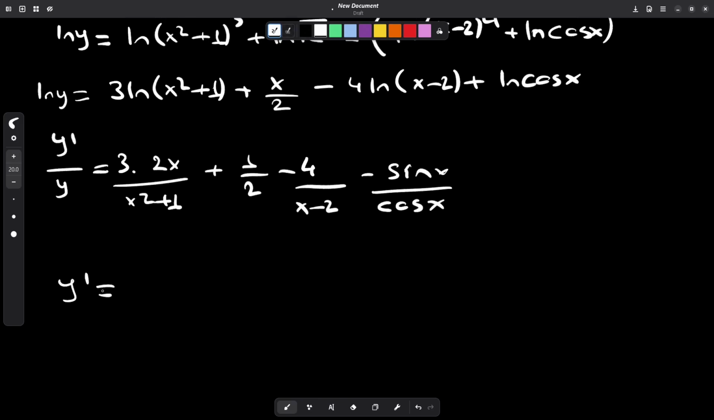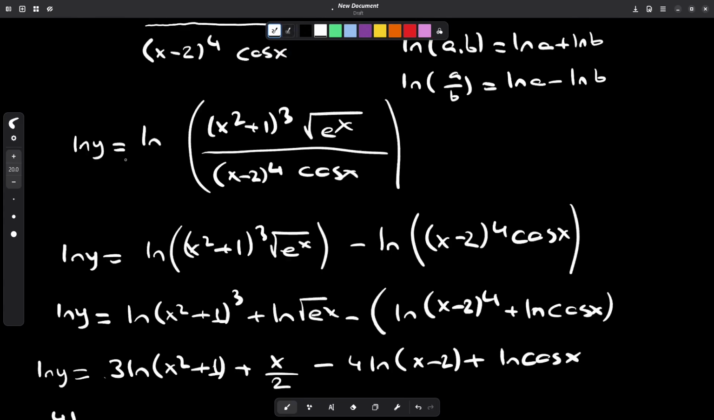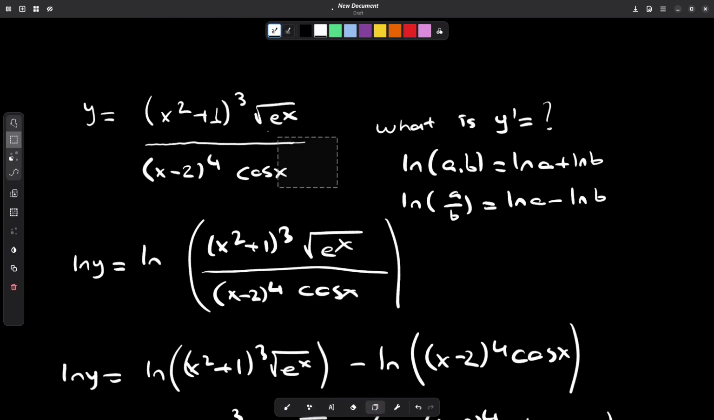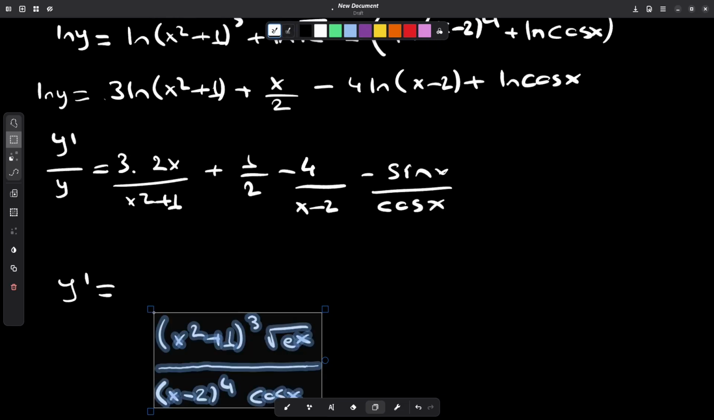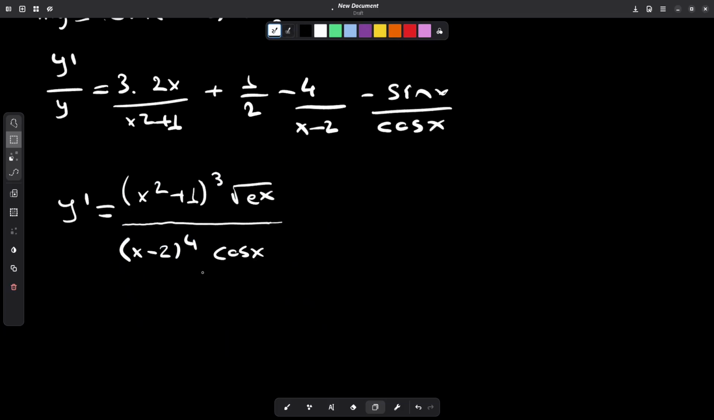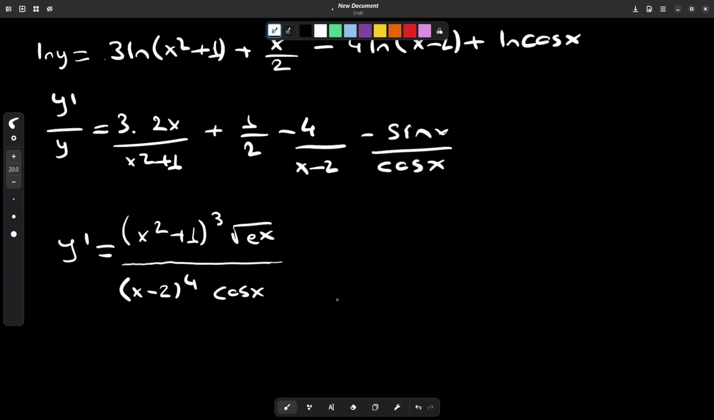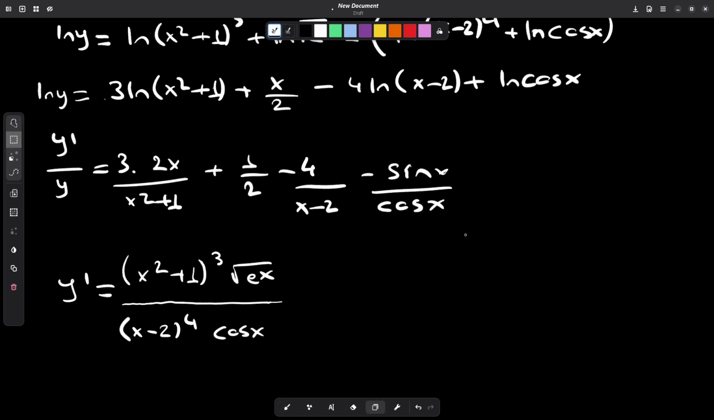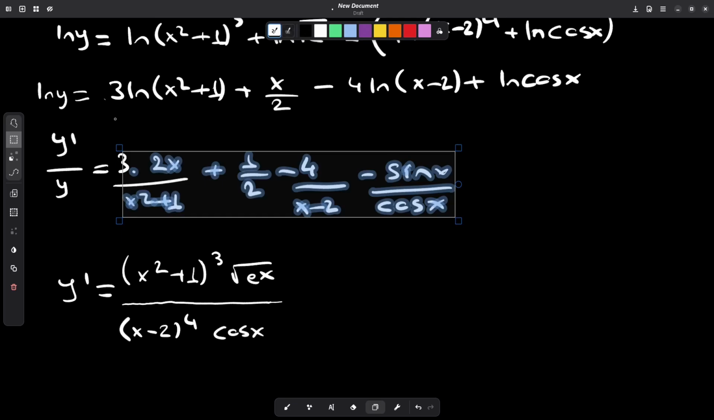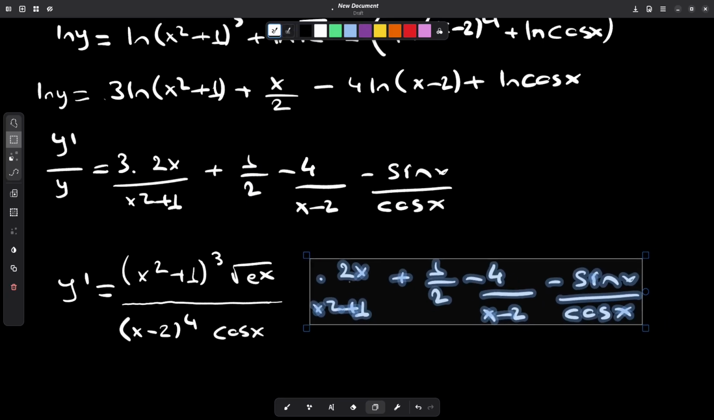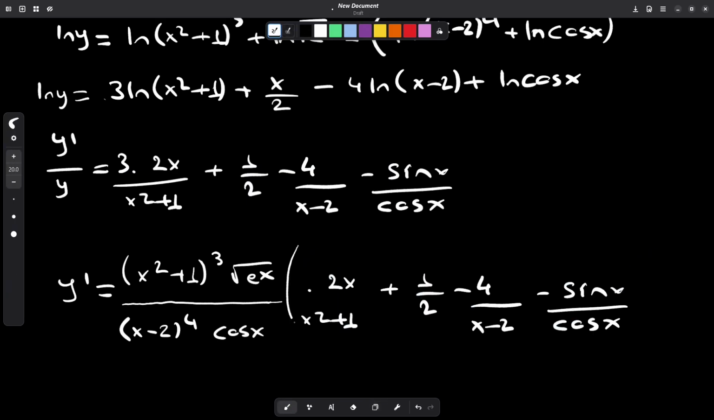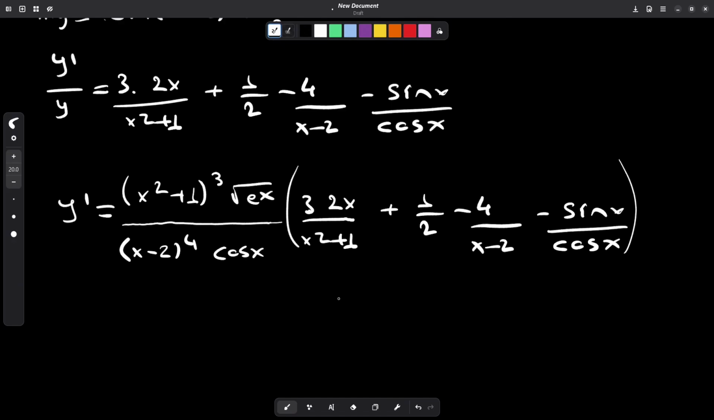From here, y derivative is equal to, multiply both sides with y. I'm just going to copy paste this here. Perfect. Like this. This multiplied. Let's copy paste y too. I did not take some parts, I think, but let me see. Well, I did not take 3. So this is my y derivative, and you will leave it like this.